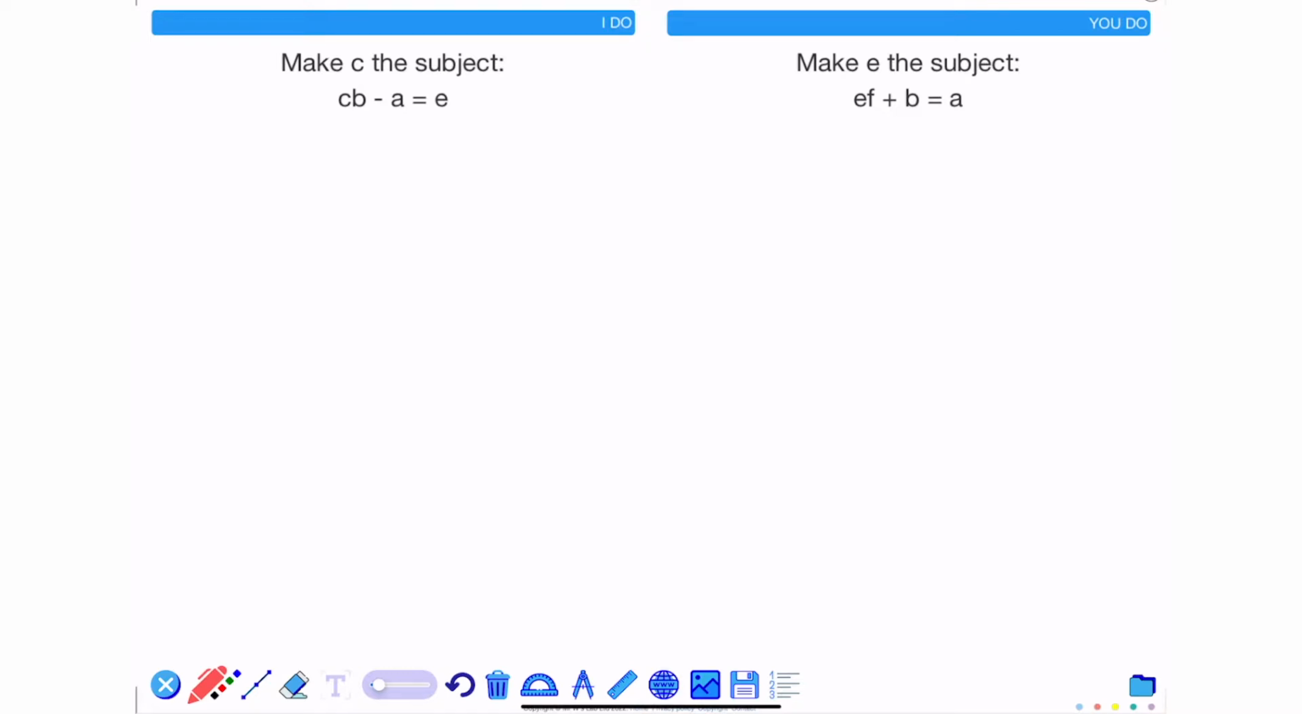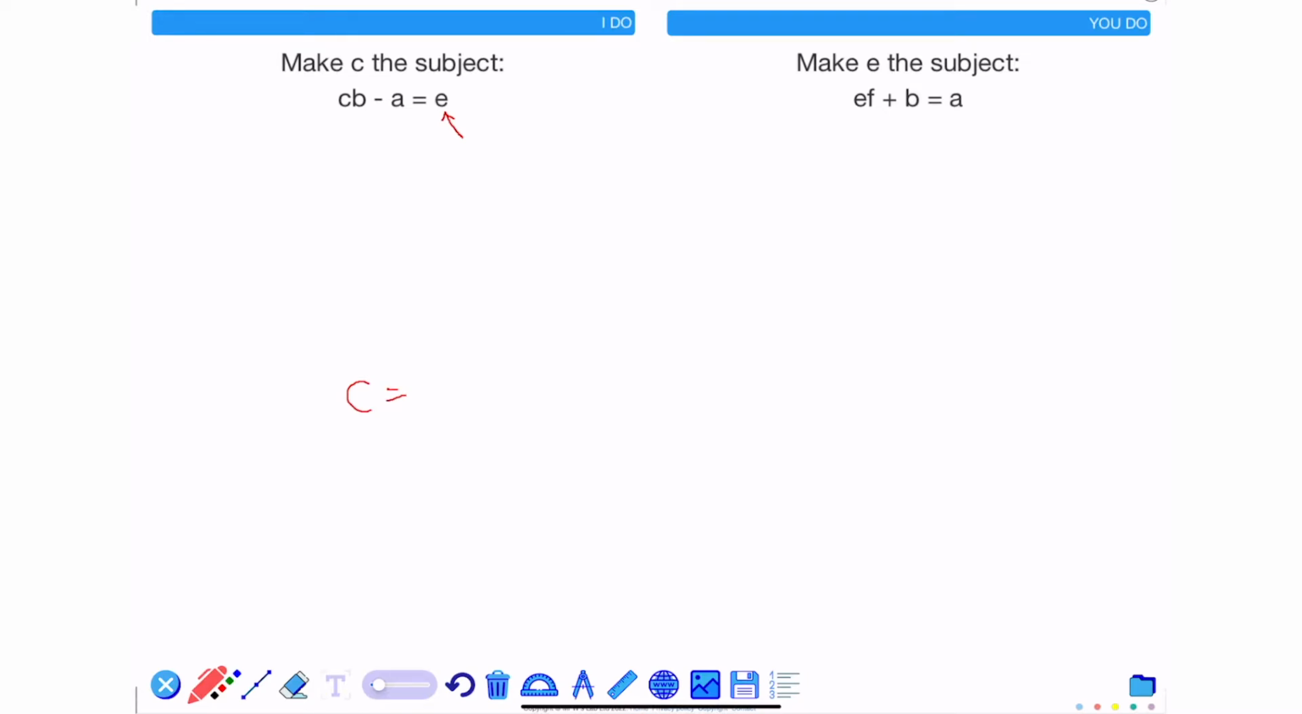In this video, we're going to be learning how to change the subject. With the example on the left-hand side, the subject is E. It's E because at the moment, E is the only letter on one side of the equal sign. The question has asked me to make C the subject. So by the end of the question, I want to be able to end up with C is equal to.